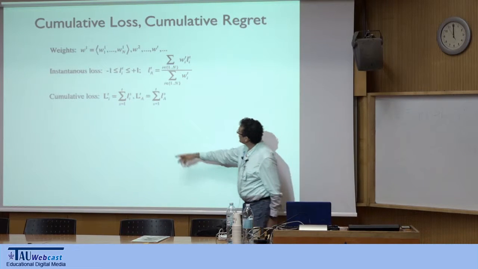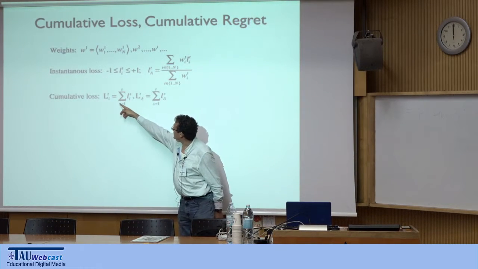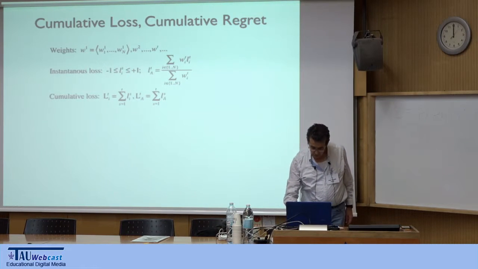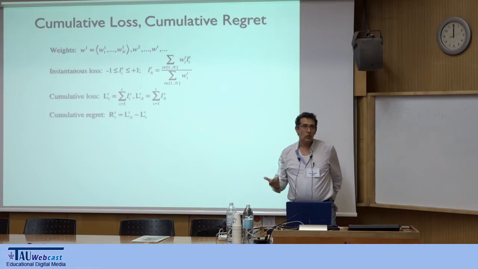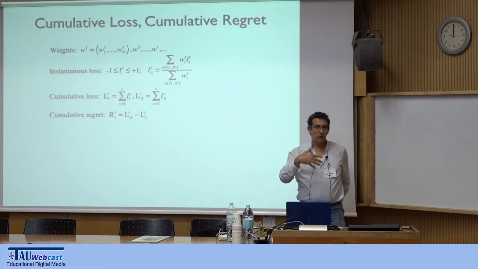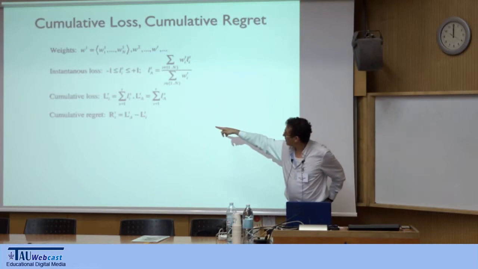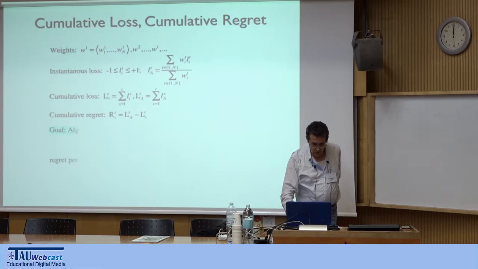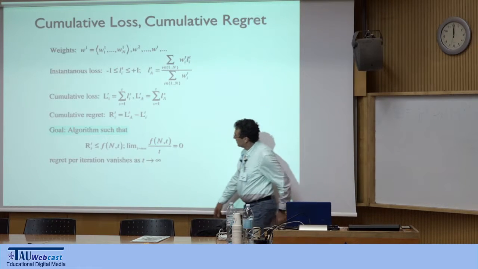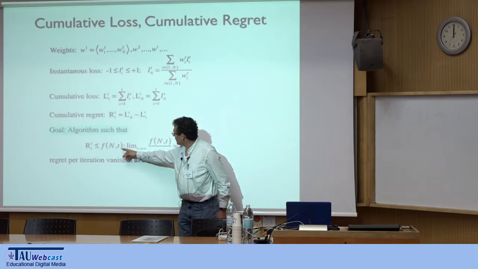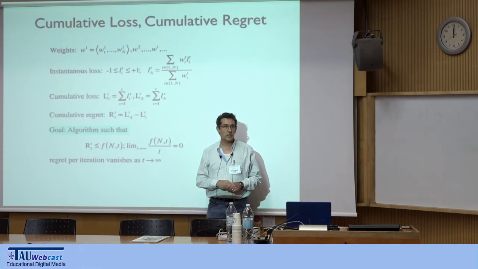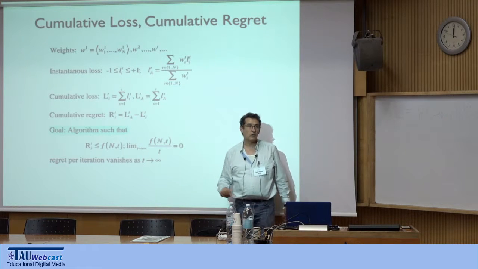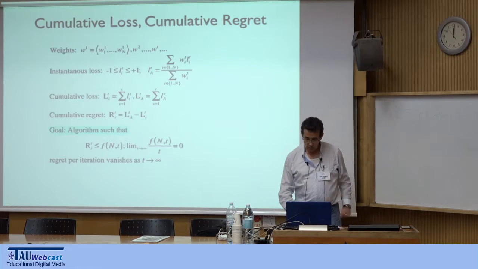And the cumulative loss is simply, for each expert, for each action, the sum of the losses of that action. And for the master, it's the sum of these losses. Okay? Simple enough. And then we talk about the cumulative regret. Okay, so it's the difference between the cumulative losses of the master and of a particular action. This is indexed by i, regret relative to action i. And the goal is that R_i^T will be smaller or equal to some function just of N and T, independent of the actual sequence of losses, and such that the limit when T goes to infinity of f(N,T) over T will be 0. Okay, so the regret relative to the number of steps will go to 0.